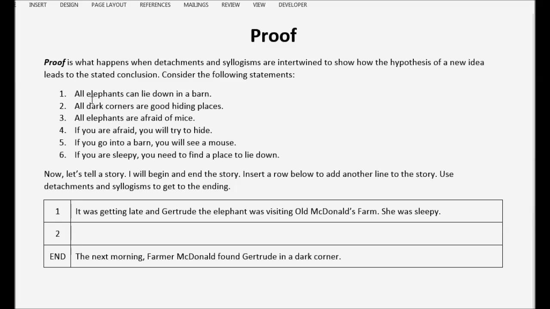So what we want to do is use these 6 ideas: that all elephants can lie down in a barn, that all dark corners are good hiding places, that all elephants are afraid of mice, that if you are afraid, you will try to hide, that if you go into a barn, you will see a mouse, and that if you are sleepy, you need to find a place to lie down. When we write this proof, we're going to use these rules and either detachments or syllogisms to accomplish our goal.